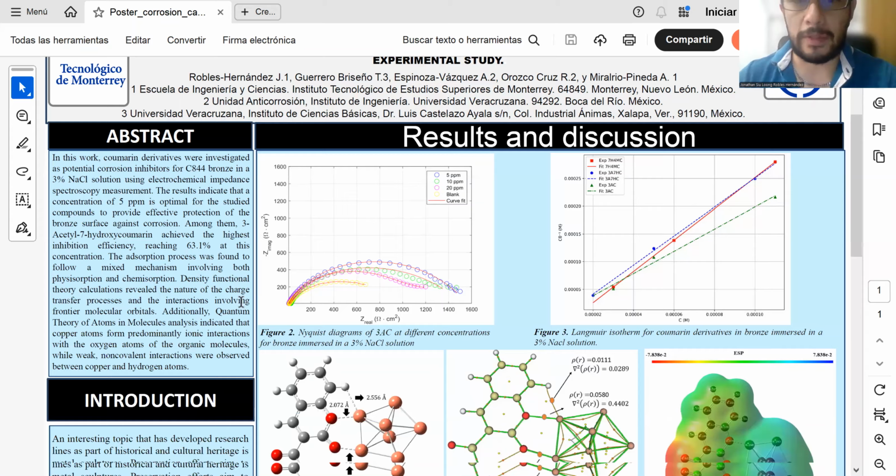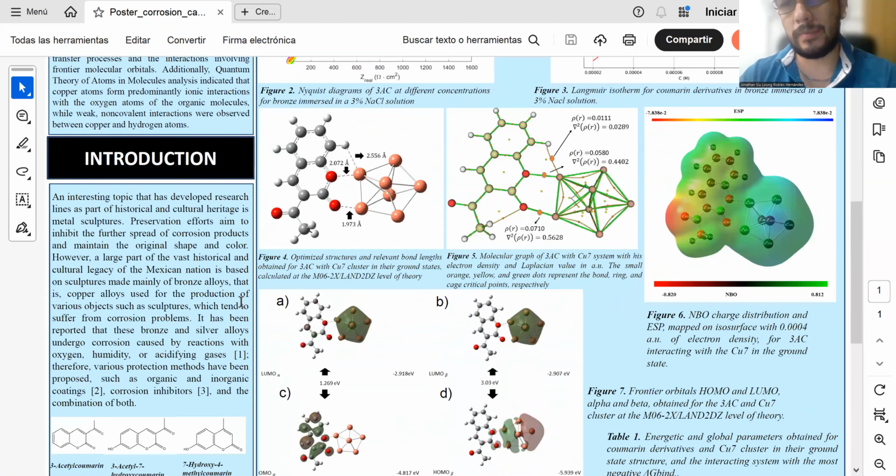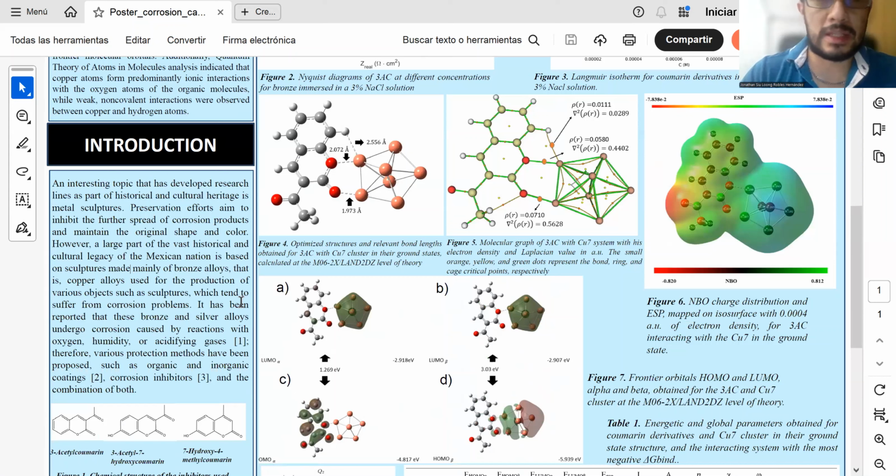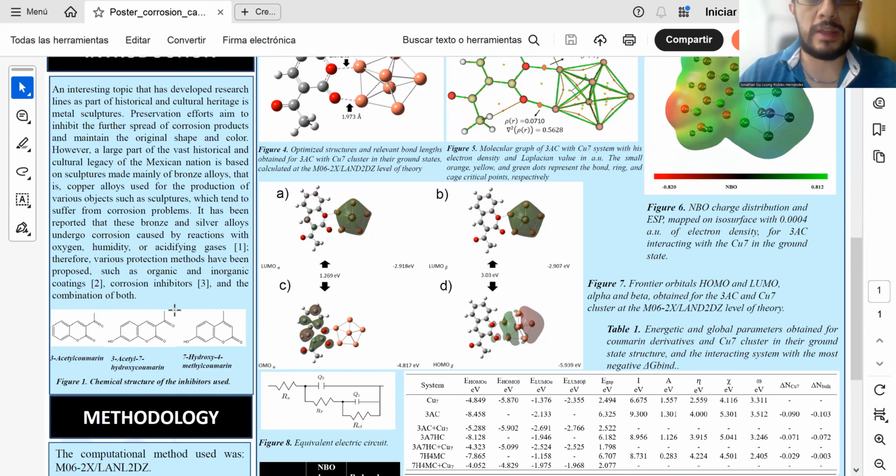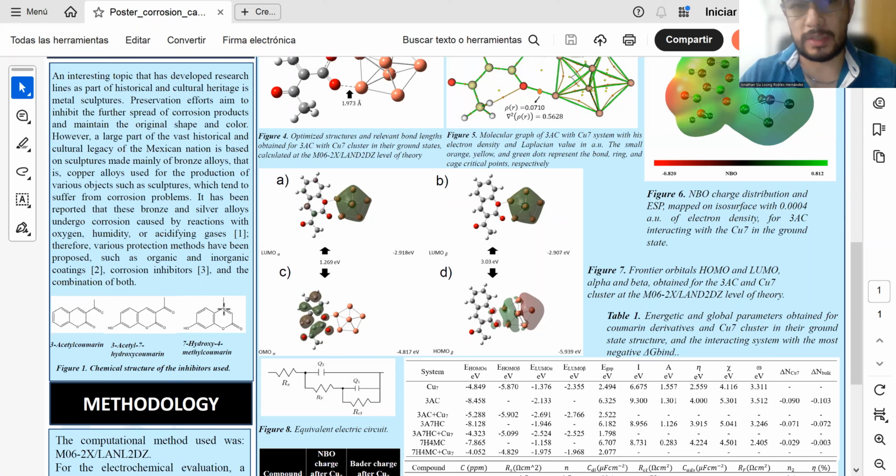Okay, well, for the introduction, this study was focusing on copper because there exist some historical and cultural sculptures in Mexico and in other countries, and for that reason, we focus on studying the inhibition of copper because, well, we want to have a better preservation of these sculptures. Okay, and well, we studied the coumarin derivatives because they are organic compounds, and for that reason they were chosen.